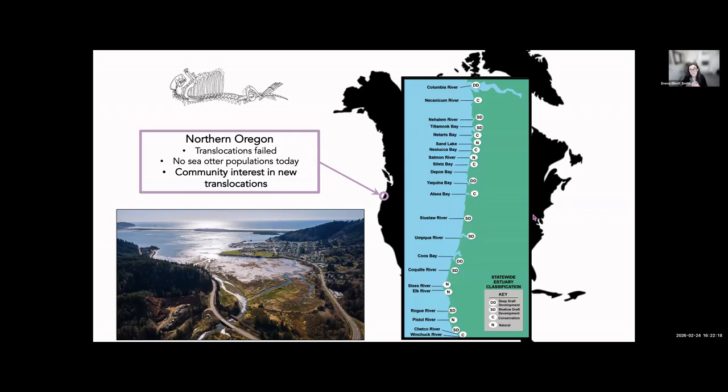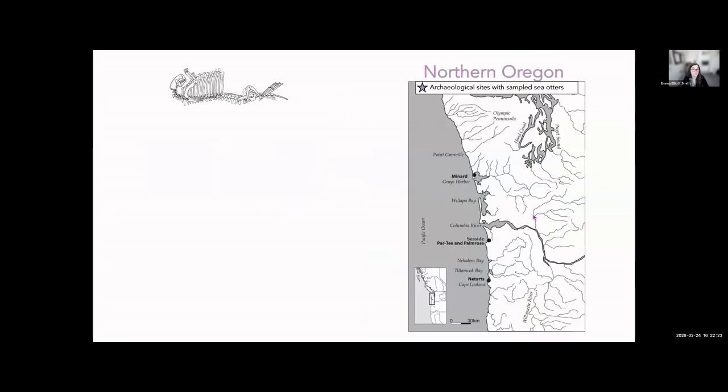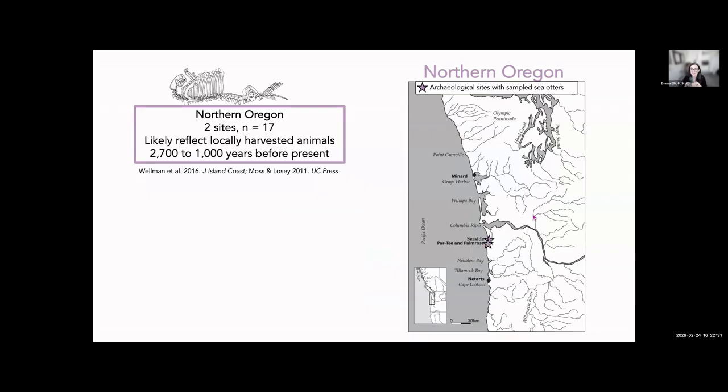So what we were trying to do is understand whether sea otters were using these habitats in Oregon in the past. So now this is a zoomed in map of Northern Oregon, and our data come from two sites, Palmrose and Partee. These represent a similar time period as the Southeastern Alaska samples. And I also want to point out these pink stars here on the map are located just south of the Columbia River mouth, which is a major estuary in the region. So if we were going to see evidence for estuarine use by sea otters in this area in the past, these are two really good sites to look at.